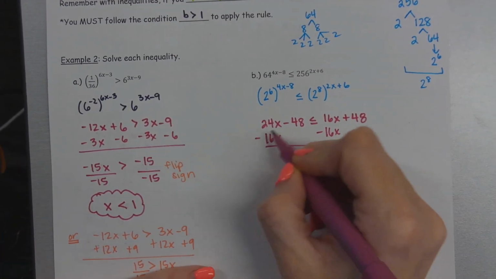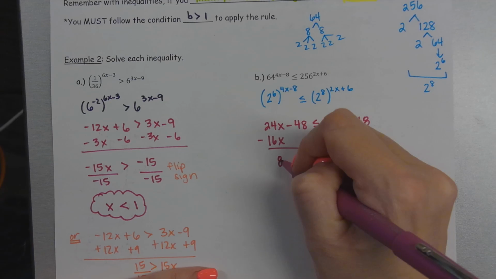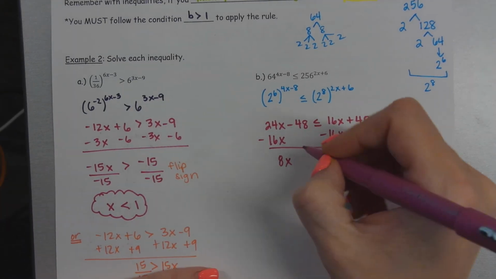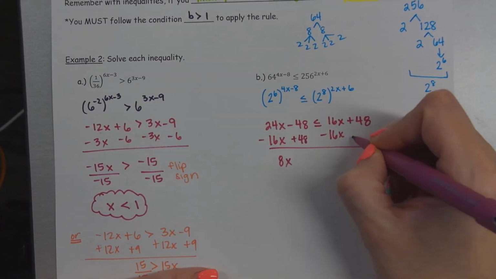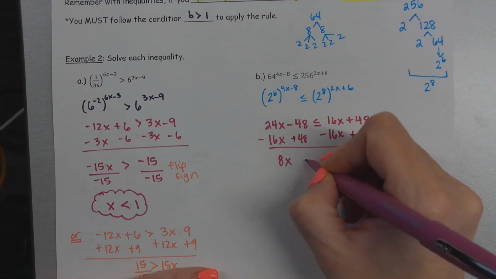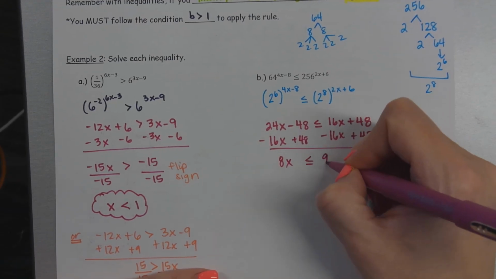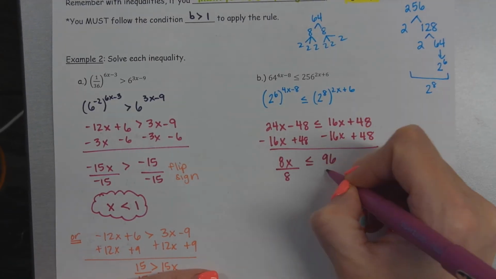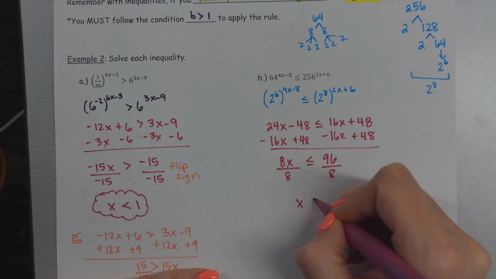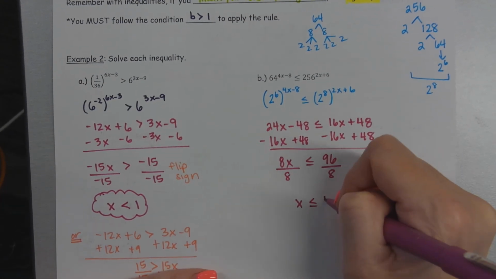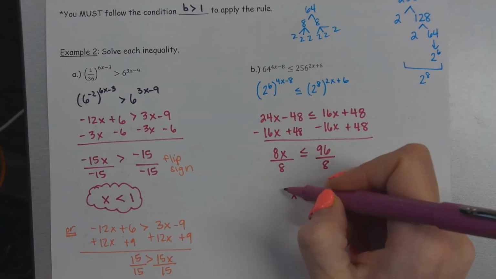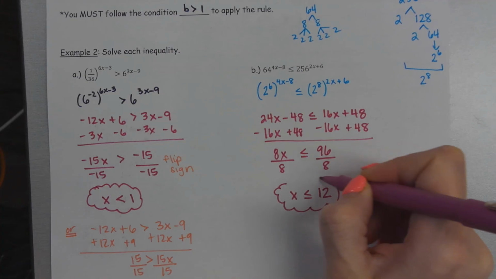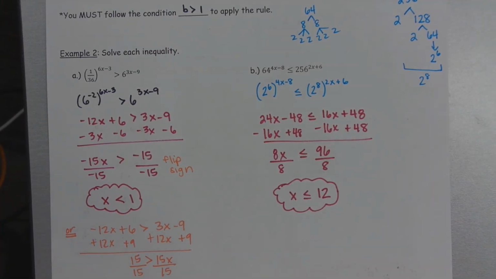Okay, and then we want to get all of the x's on one side. So we have 8x here. What's 48 plus 48? 96. 96 divided by 8. 12. One of our rules. Okay, great.